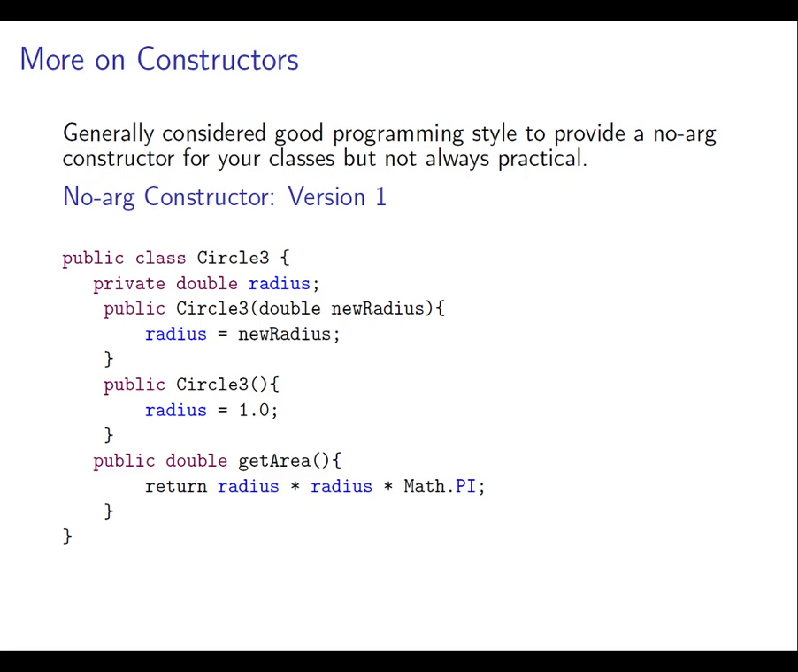So how can you get around that? It says not always practical to provide a no argument constructor for your classes. Yes, it's true, sometimes there isn't really anything sensible that you can do without data from the user. But here's the kind of thing you can do. You can have two different constructors for the same class. In this case we've got one constructor that does the sensible thing and takes a radius and sets the radius to that, and we've written a 0 argument constructor which just sets the radius to 1.0, which seems like a reasonable default idea.